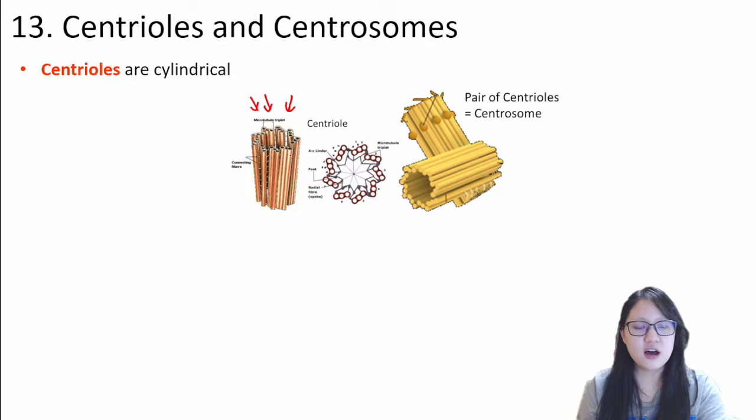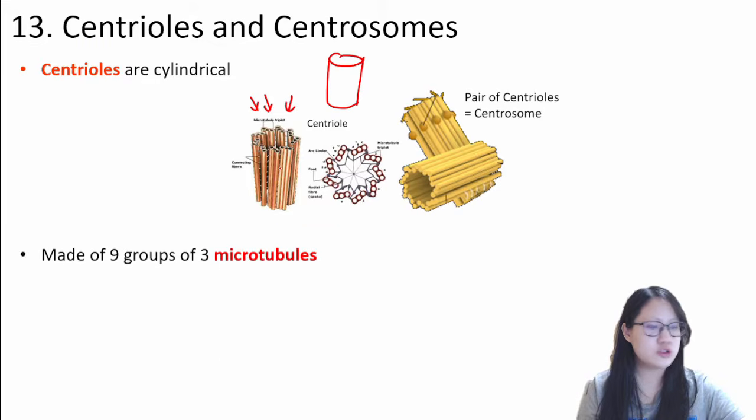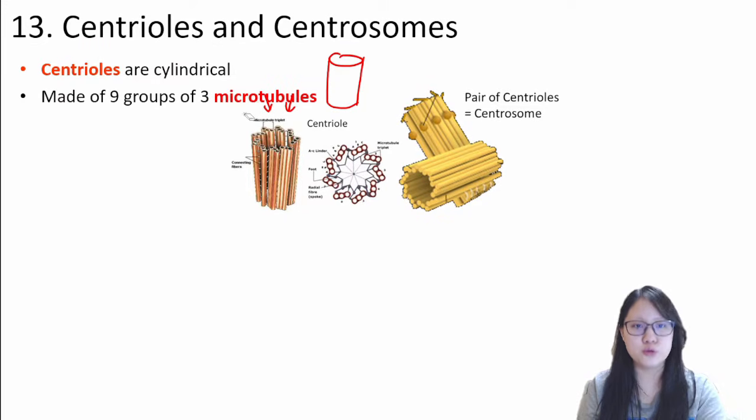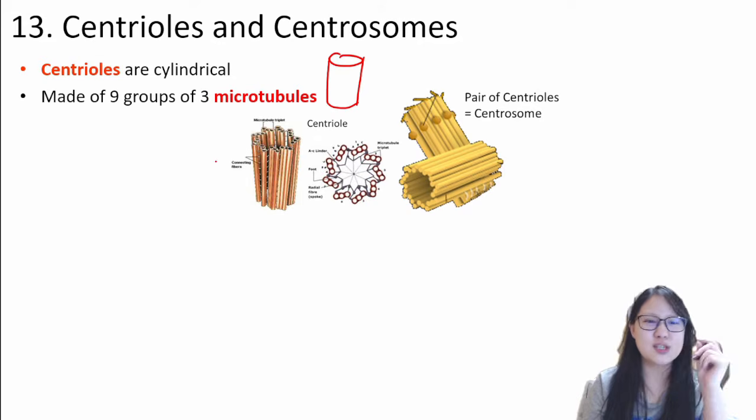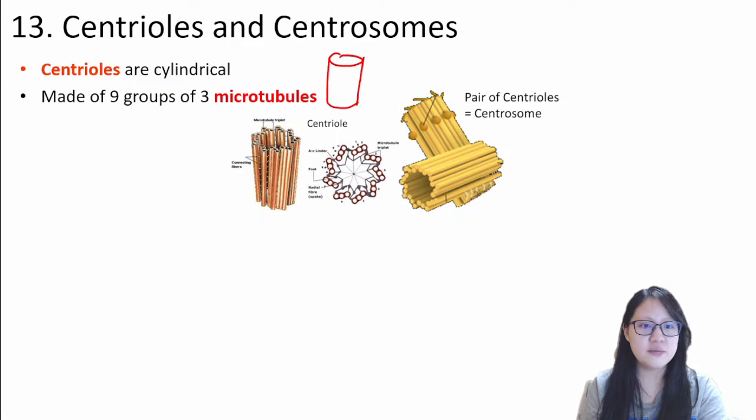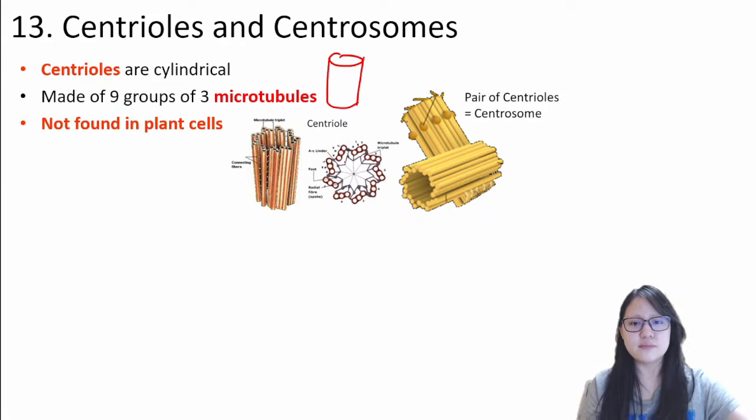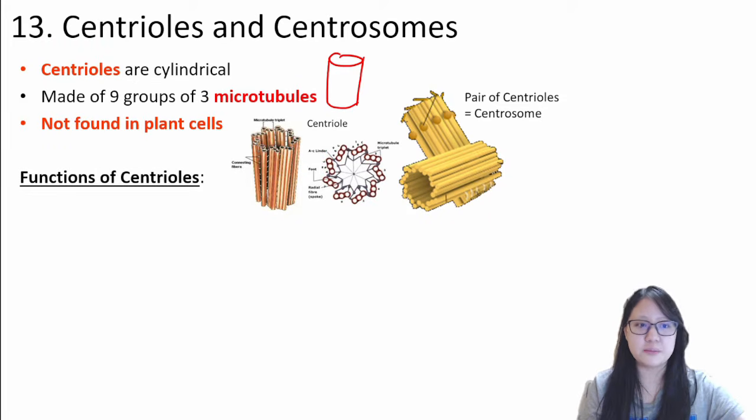You can see we usually just draw it like this, but if you look at the structure, it's actually really pretty. It's made of all these little tubes called microtubules, as in small tubes, and not just one of them. You can see they're in groups of 3, and then there are 9 groups of them if you count. So 1, 2, 3, 4, 5, 6, 7, 8, 9. Yep, 9 groups of 3 microtubules, and this makes up a little cylinder. By the way, it's not found in plant cells.